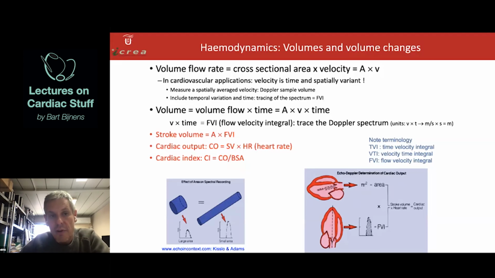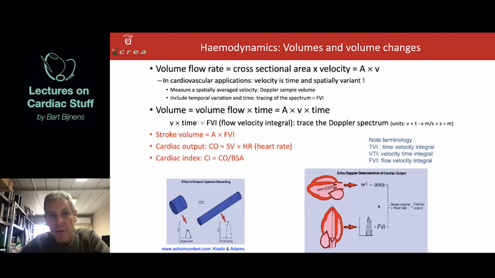For the area, what we mostly do is measure the diameter of the valve, or of the outflow tract, for example. This has two problems. When you measure the diameter and then assume it's circular, you assume that the valve is a perfect circle, a perfect disc, which is not the case. The aortic valve is roughly circular. The mitral valve is very elliptical in some ways. So when you measure it there, that's a simplification.